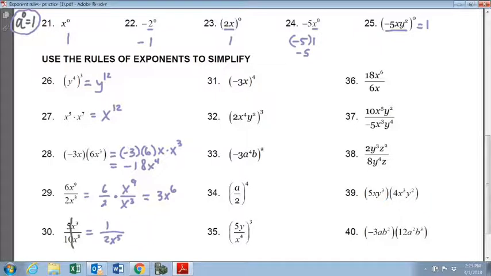All right, on 31, let's see, that's that expanded power rule. We're going to take negative 3 to the 4th power times x to the 4th power. And if you multiply out 4 negative 3's, let's see, I'll do it right here.